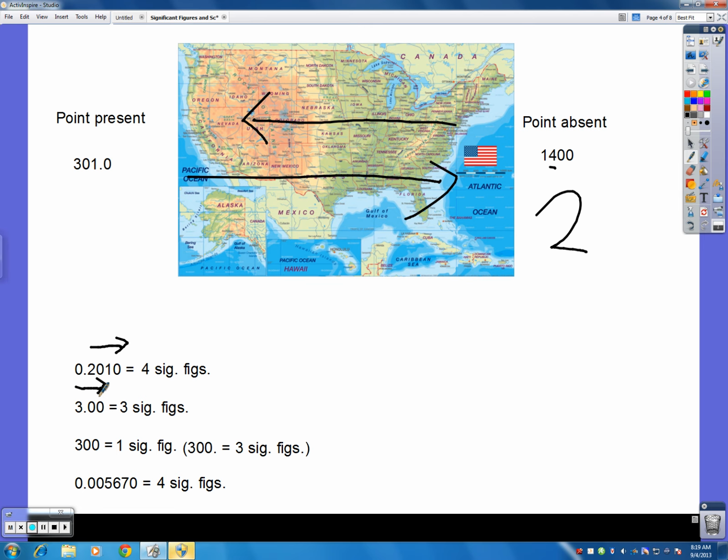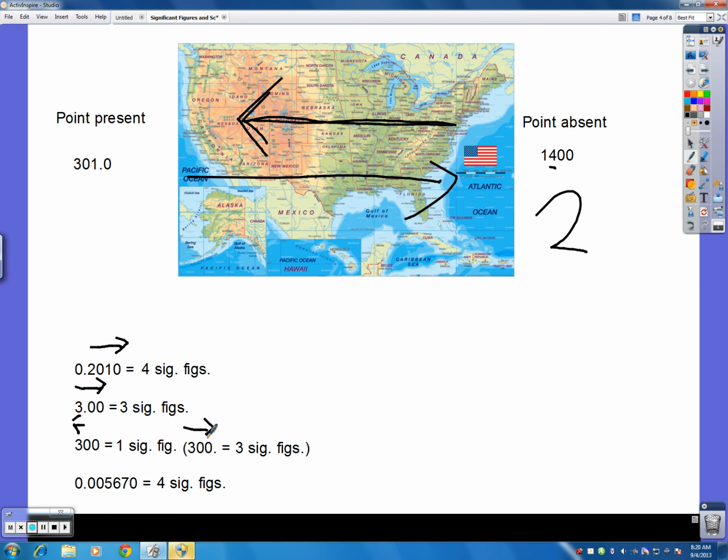In 300, the point is absent, so we're going to go to the left across the United States. And so we're going to go to the left, all numbers to the left of the first non-zero number, and that's 3, are going to be significant. So that's 1 significant figure. Notice though, if you have 300 and you slap a decimal point in there, then you have 3 significant figures, because now your point is present, you're going in this direction.